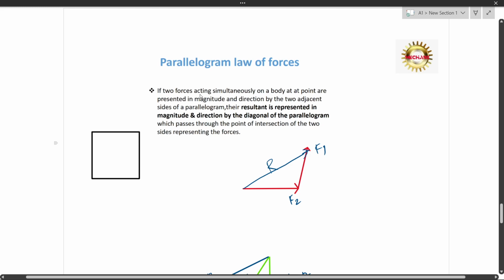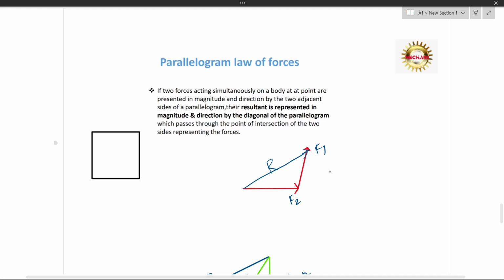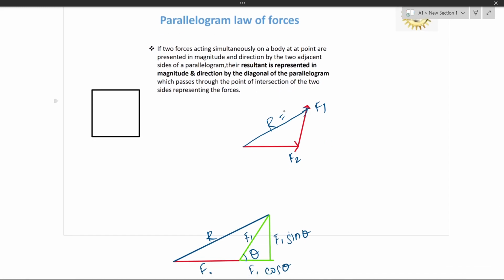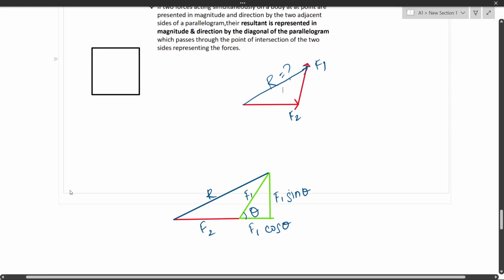You see, if two forces, F1 and F2, act simultaneously on a body at a point, and are represented in magnitude and direction by two adjacent sides of a parallelogram, then the resultant is represented in magnitude and direction by the diagonal of the parallelogram. This is the diagonal, so this is the resultant. This is what this law states. But we should find the R value, the resultant value.